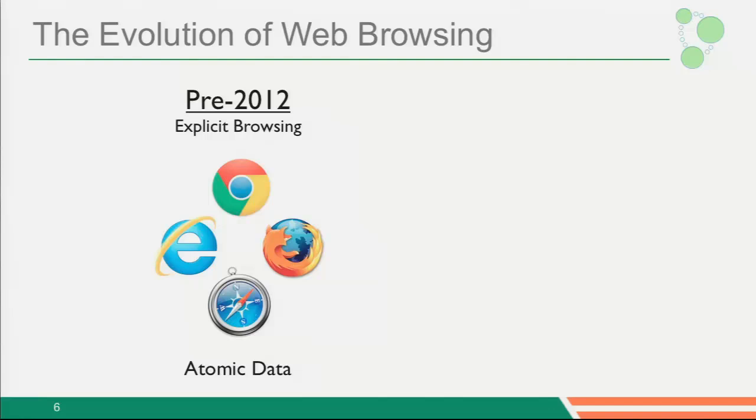The third story is in progress right now. I'm less convinced about this one. We're sort of reaching a tipping point. We have some advanced knowledge here. But let's see how this plays out in the past couple of years. It's web browsing. Pre-2012, every major web browser on the planet was using atomic data. You click on a web page, you go to that web page, and that's it.